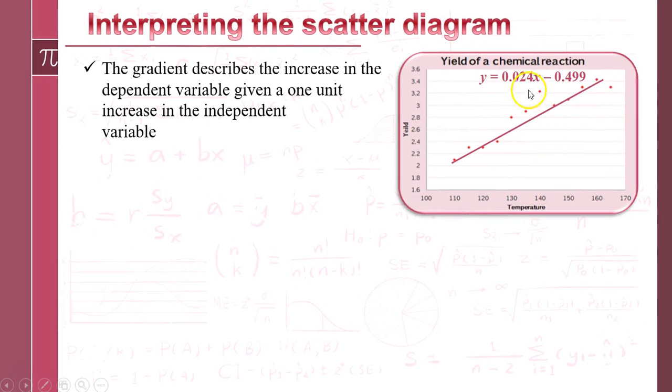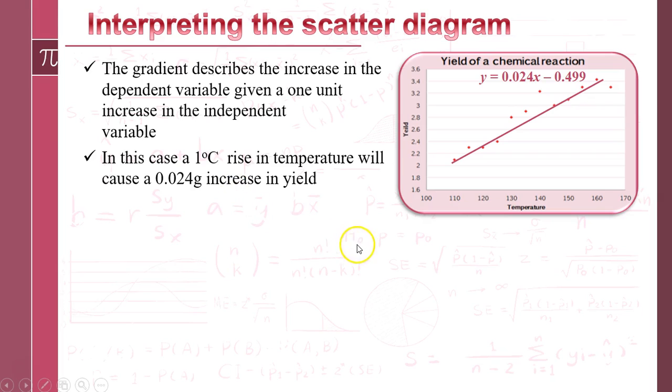The gradient in this case is this 0.024 value, and the gradient is always going to measure a rate of change, and that's something you should be familiar with, hopefully, from the pure side of the course. Essentially it's a rate of change when we're comparing to a 1 unit increase in the independent variable. If you're asked to describe it, you've got to make it contextual. So we're talking about, in this case, a 1 degree centigrade rise in temperature causing a 0.024 gram increase in the yield. And so that's what that figure, 0.024, means.